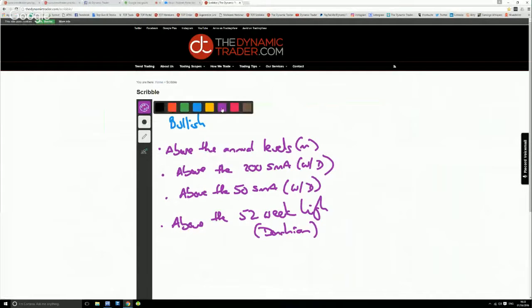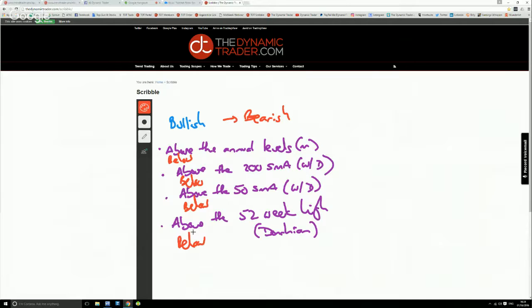And of course, if in a bearish environment, we want to reduce, we want to reverse that. So in a bearish environment, low, below, below, and below. All right. And that is how you define your edge. And it's as simple as that.